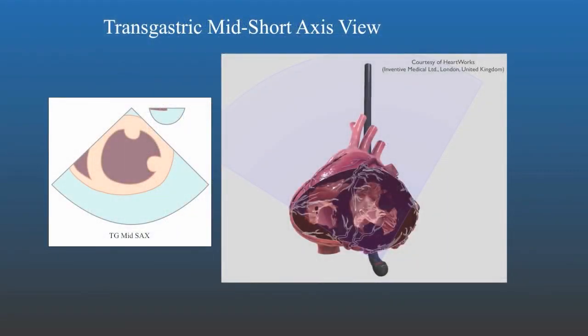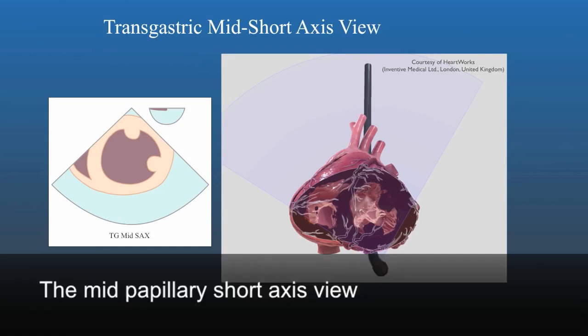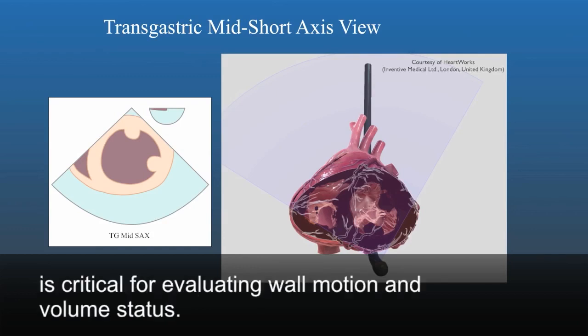The transgastric mid-papillary short axis view is obtained by advancing the probe into the stomach to between 40 and 45 centimeters in depth. The probe is then antiflexed gently to develop a plane through the short axis of the ventricles. The mid-papillary short axis view is critical for evaluating wall motion and volume status.